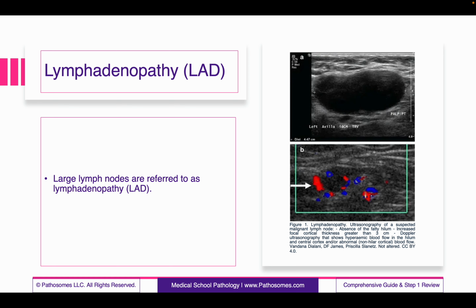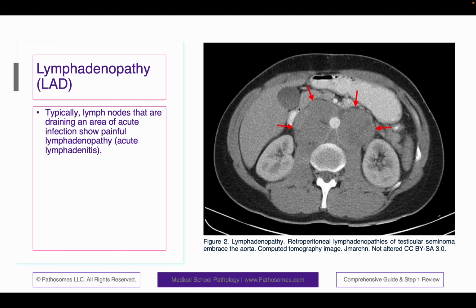Lymphadenopathy. Large lymph nodes. Large lymph nodes are referred to as lymphadenopathy. They can be palpated on physical examination, and they can even be visualized by ultrasonography and other imaging modalities. Typically, lymph nodes that are draining areas of acute infection show painful lymphadenopathy.